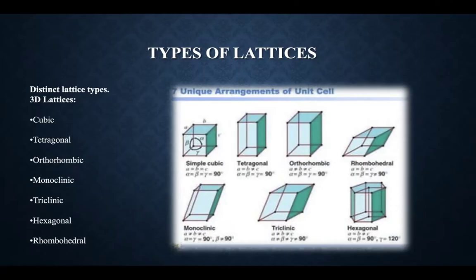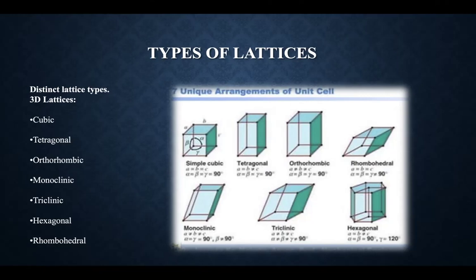Whereas in tetragonal, A is equal to B, but B is not equal to C, and the angles alpha, beta, gamma are equal to 90 degrees. Whereas in orthorhombic, A is not equal to B, and B is not equal to C, but the angles alpha, beta, and gamma are equal to 90 degrees. Whereas in rhombohedral, the angles alpha, beta, gamma are equal, and also A is equal to B is equal to C. Whereas in monoclinic, A is not equal to B and B is not equal to C.